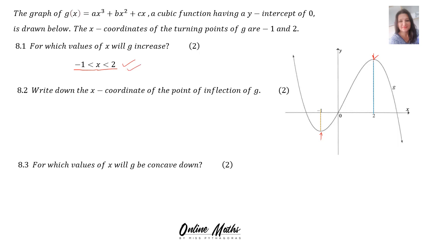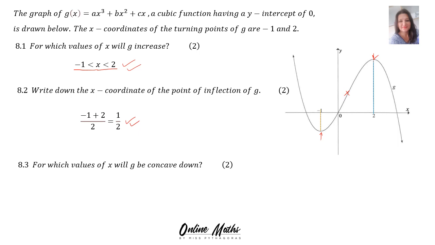8.2: Write down the x-coordinate of the point of inflection of g. Where do you find the point of inflection? The point of inflection is right in the middle between the two x values of the two turning points. Usually you would find the second derivative, but in this case we don't know the equation of the graph. So the only thing we can do is add the two x values and divide by 2, then we get halfway between the two, and we find the point of inflection is a half, 2 marks.